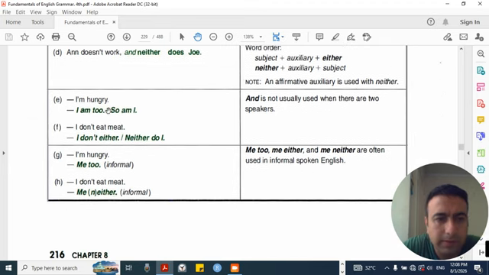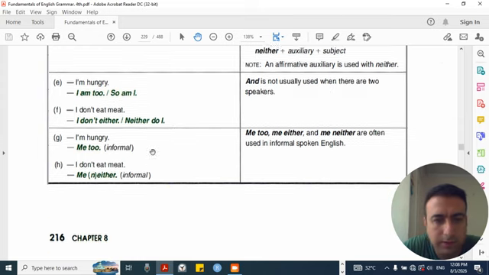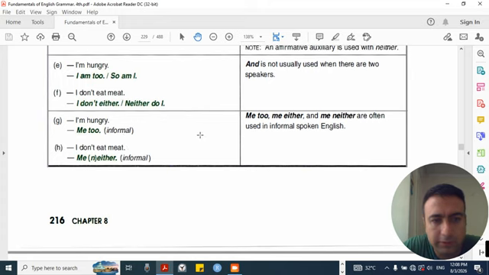E. I'm hungry. I am too. So am I. F. I don't eat meat. I don't either. Neither do I. And is not usually used when there are two speakers. G. I'm hungry. Me too. Informal. H. I don't eat meat. Me neither. Informal. Me too, me either, and me neither are often used in informal spoken English.